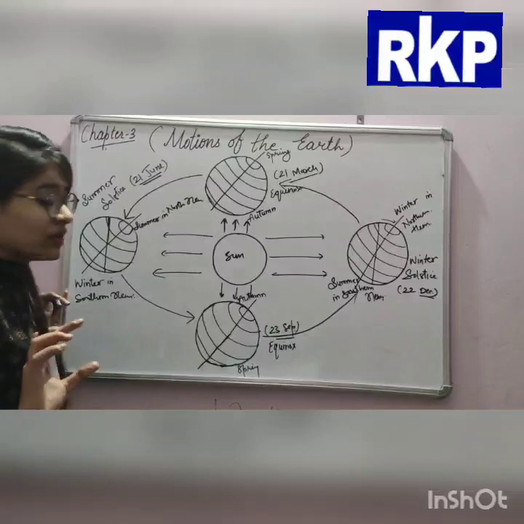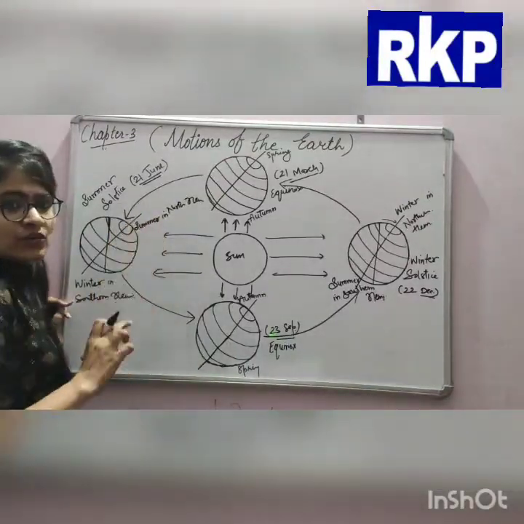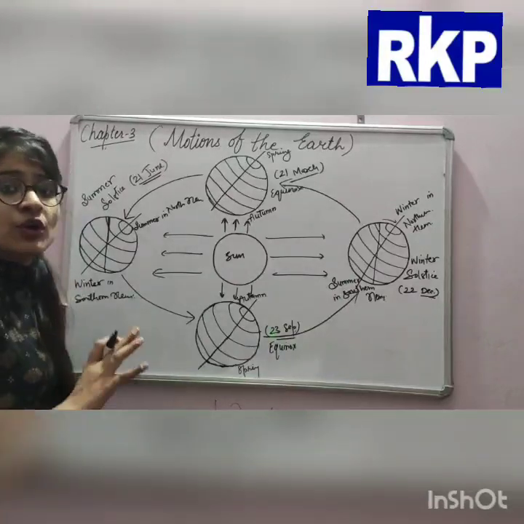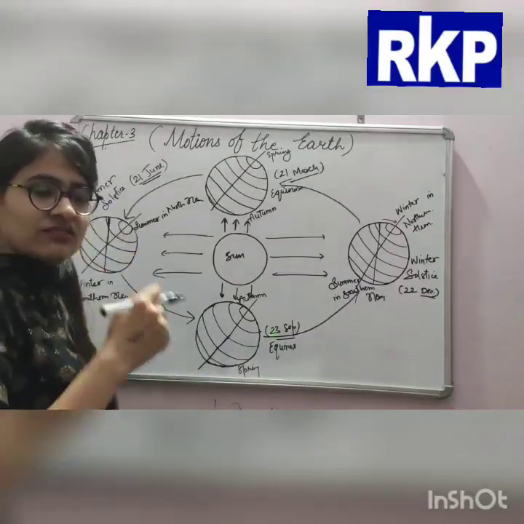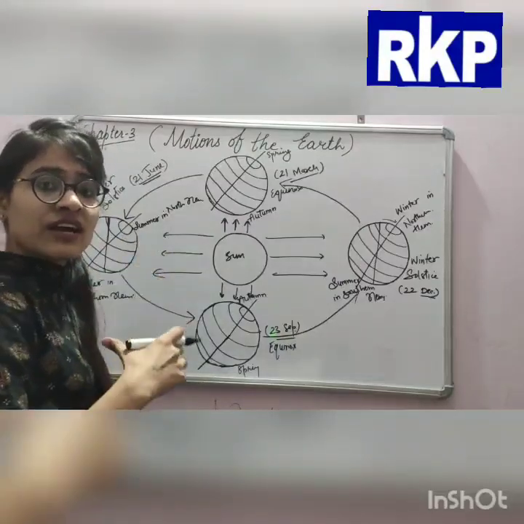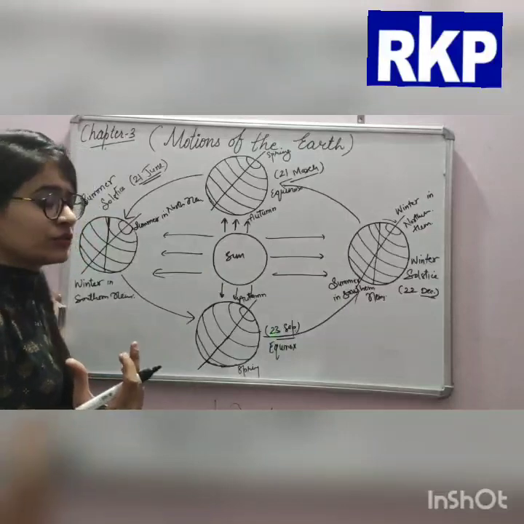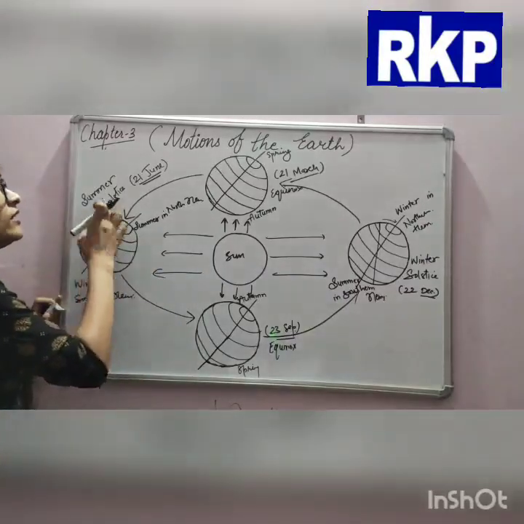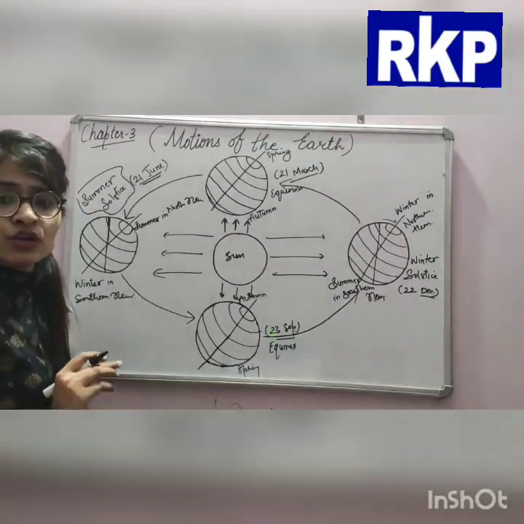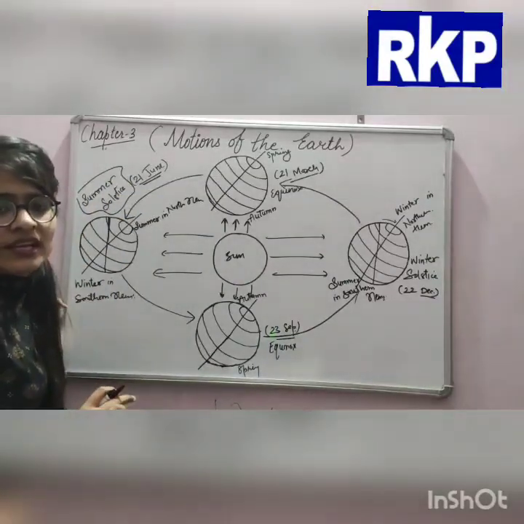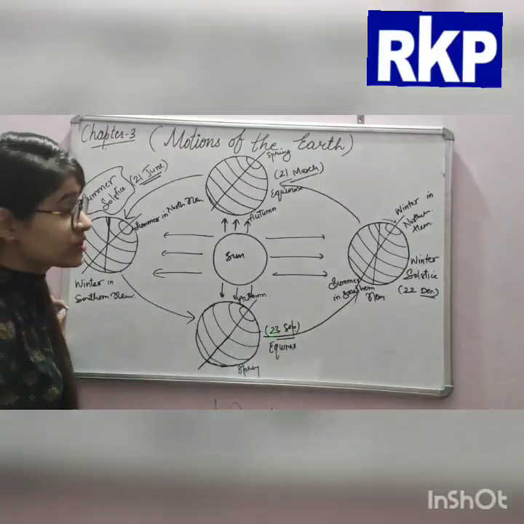When the northern part of the earth receives summer, winter is experienced by the southern hemisphere, the south pole. We can say that this time is called the summer solstice. Okay, then it is called summer. This position of the earth is called the summer solstice.